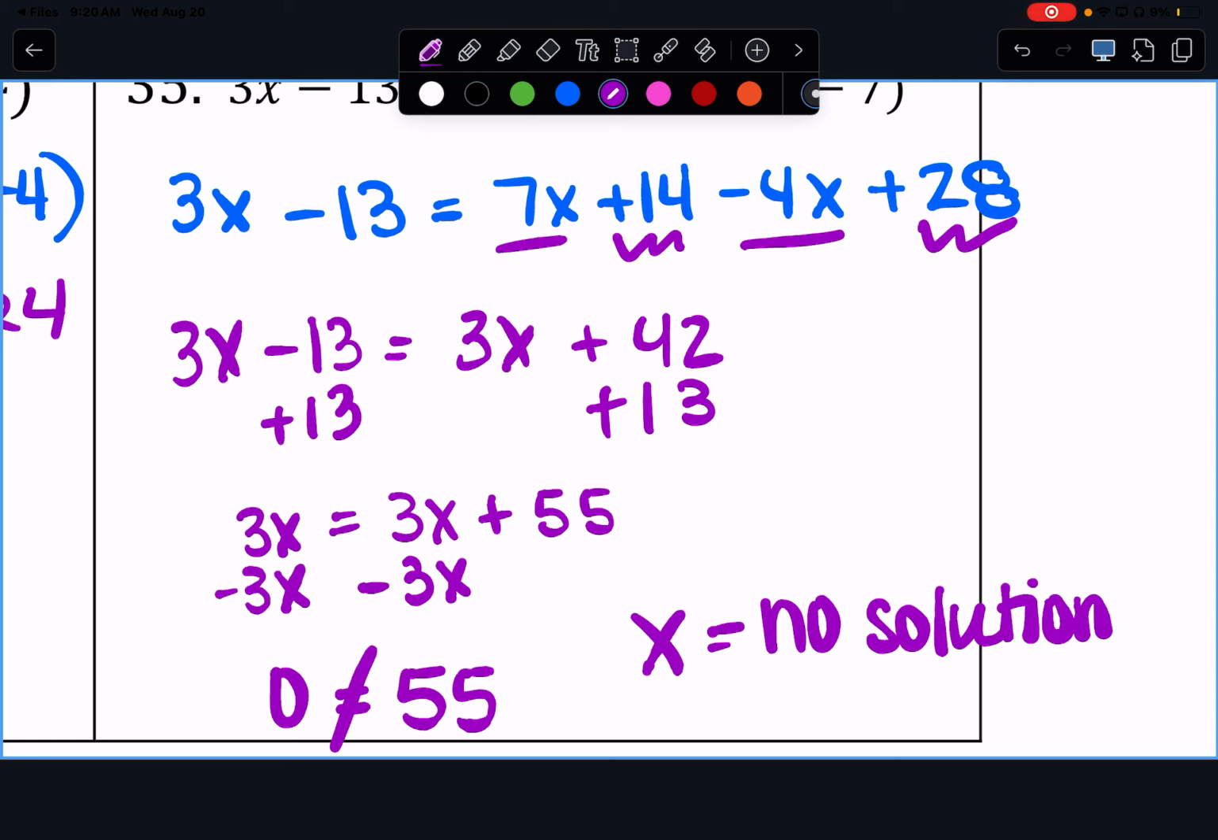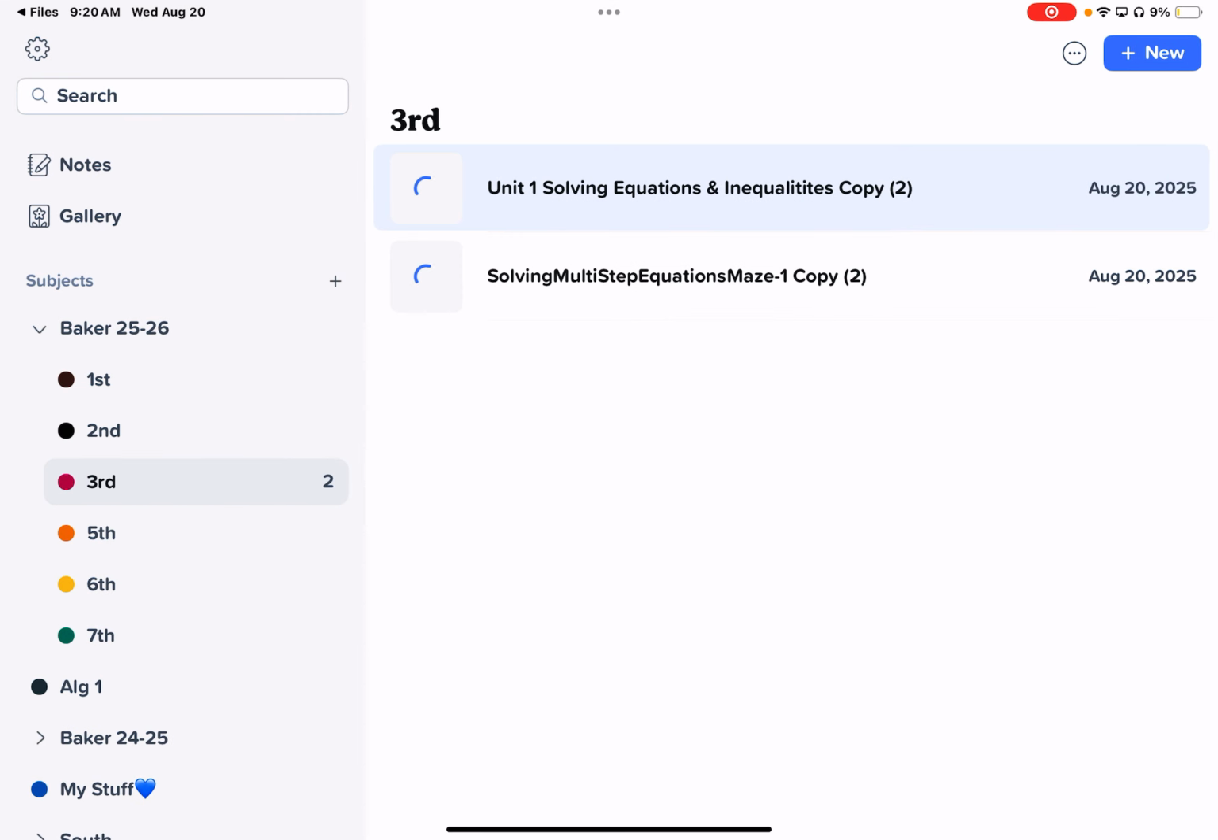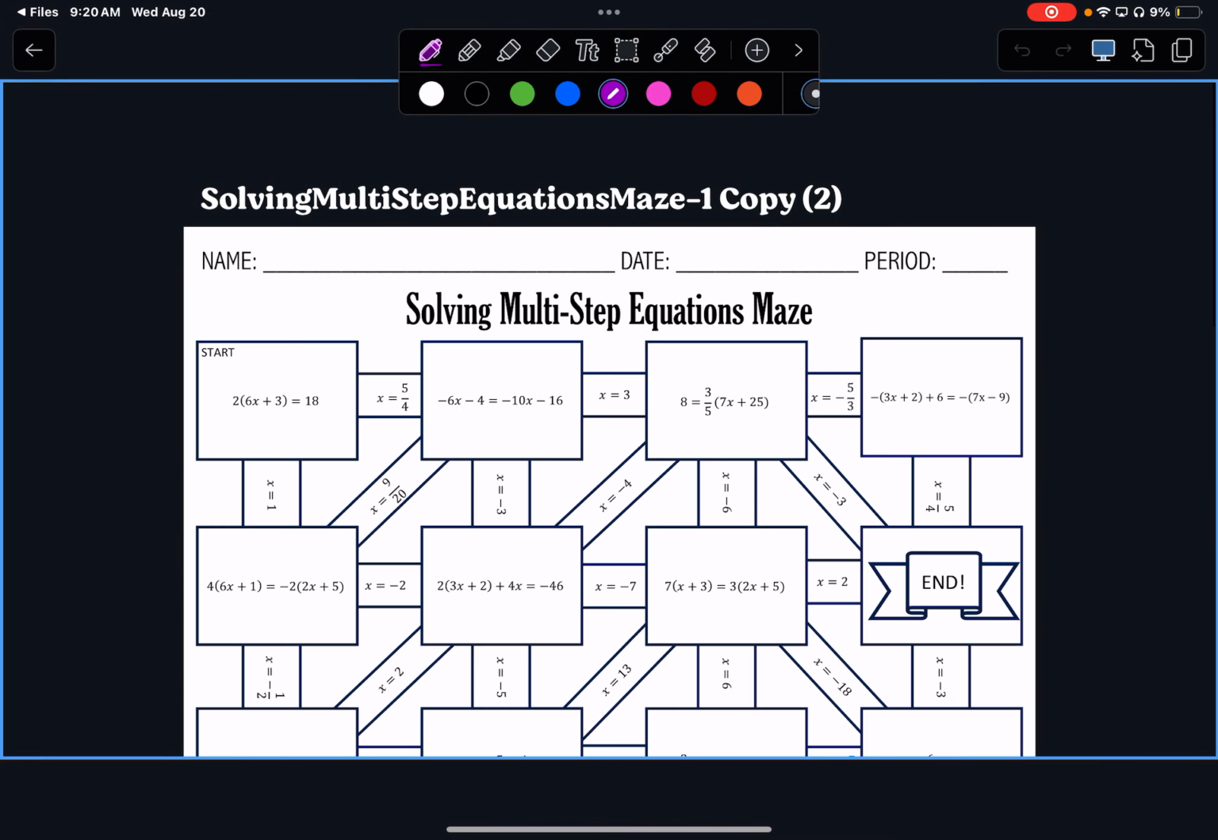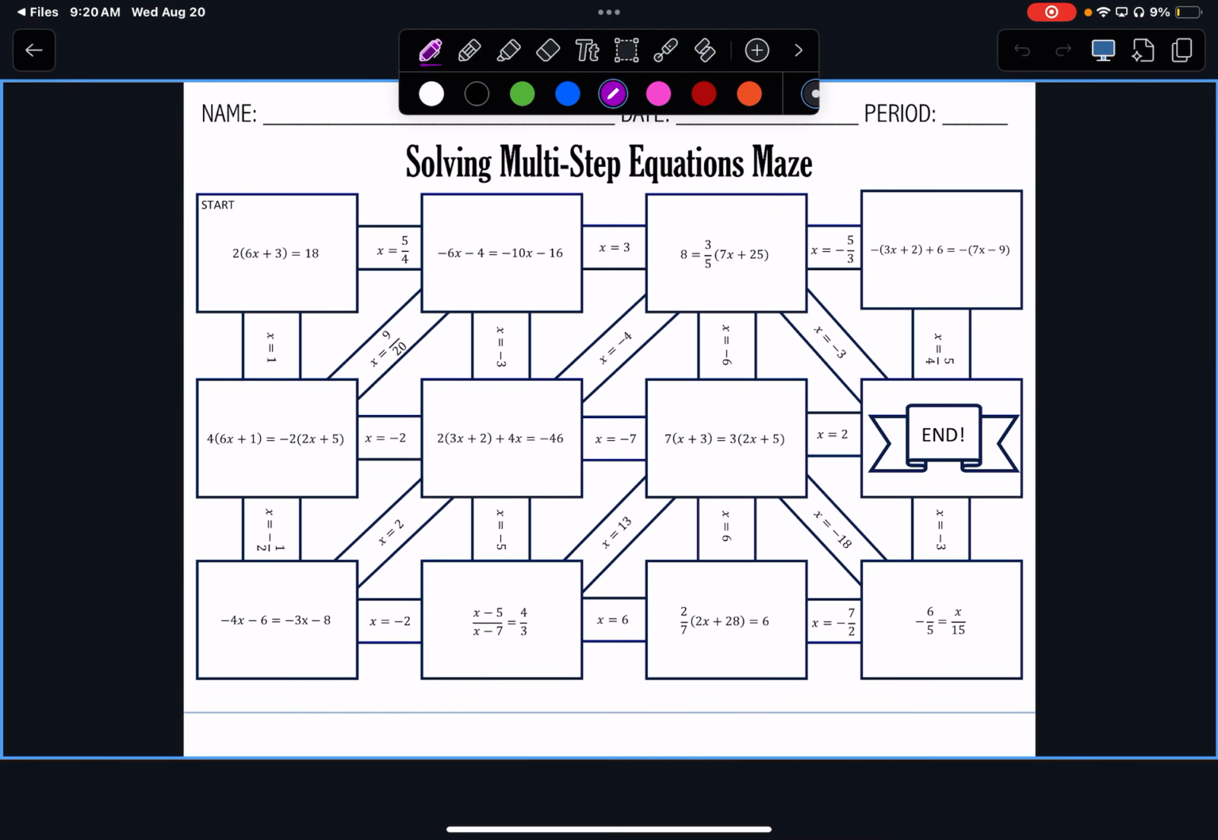But we are going to do a maze thing today, okay? So I'm going to pull it up on the board. Okay, so this is what it looks like. We have to go through each of these. As you find your answers, you will be directed to the next problem, okay? I'm already going to tell you, you should only have to do 8 questions to get to the finish, okay? So if you do more than 8, it means something went wrong.